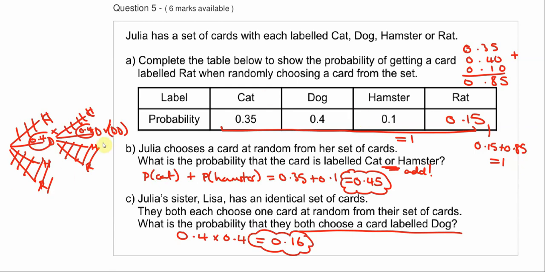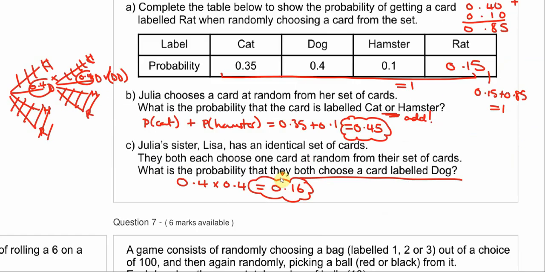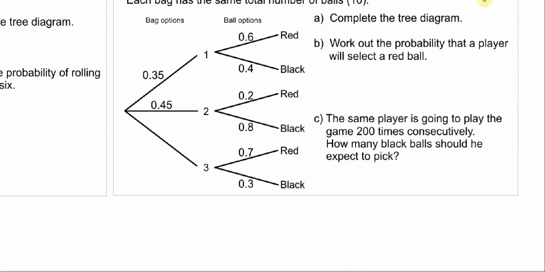So it looks a bit messy now, but as you can see, I made that a lot simpler question than it probably could have been if you draw the whole 4-way tree diagram. Okay, final 2 questions.